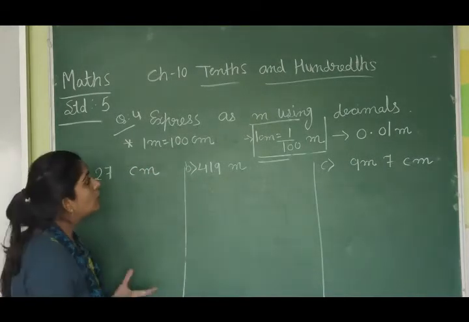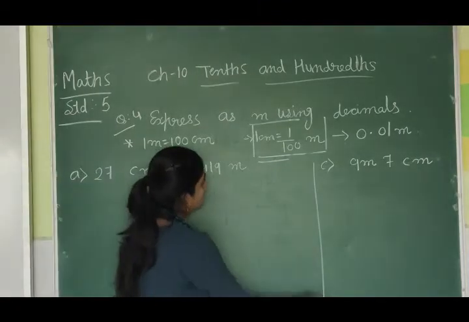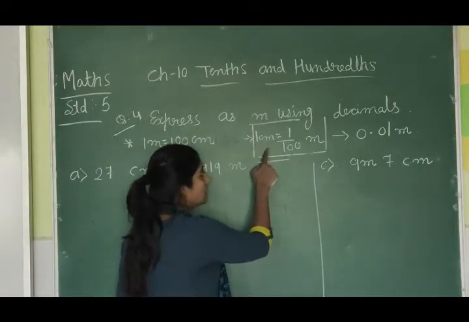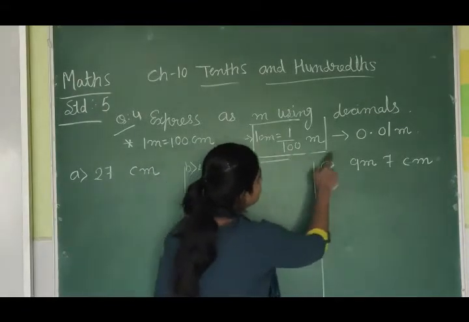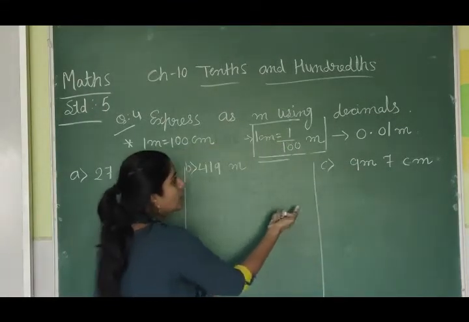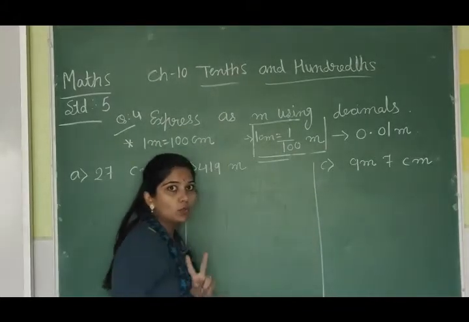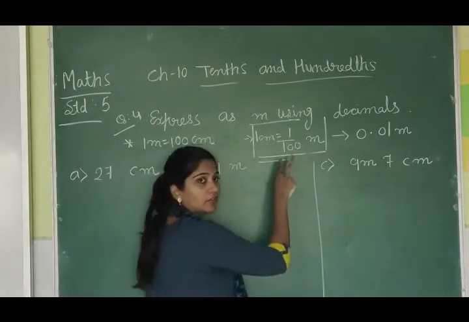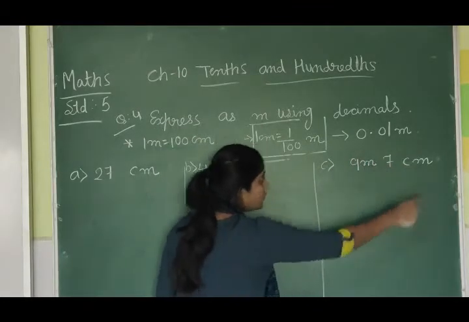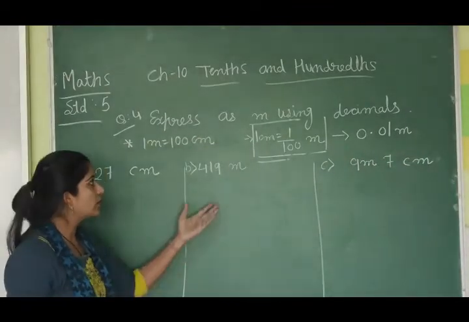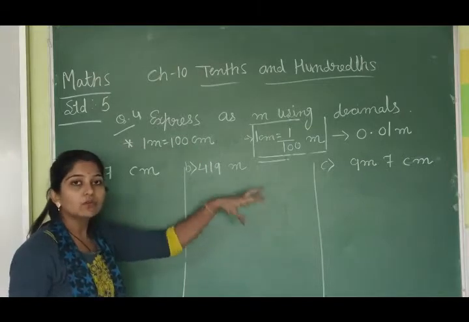So how will you write it as a fraction? 1 centimeter is equal to 1 upon 100 meter. Now इसको हम फ्रैक्शन में कैसे कन्वर्ट करेंगे? सो देयर शुड बी 2 डिजिट आफ्टर डेसिमल बिकॉज देयर आर 2 zeros here. So 0.01 meter, because here we have to convert this in this particular meter unit.